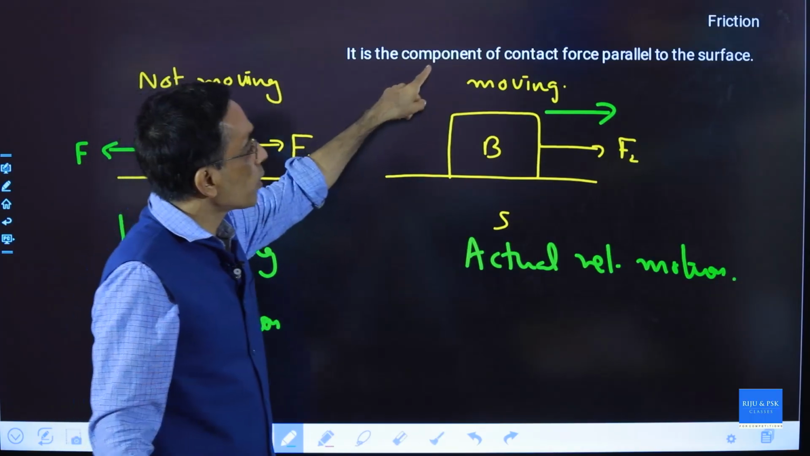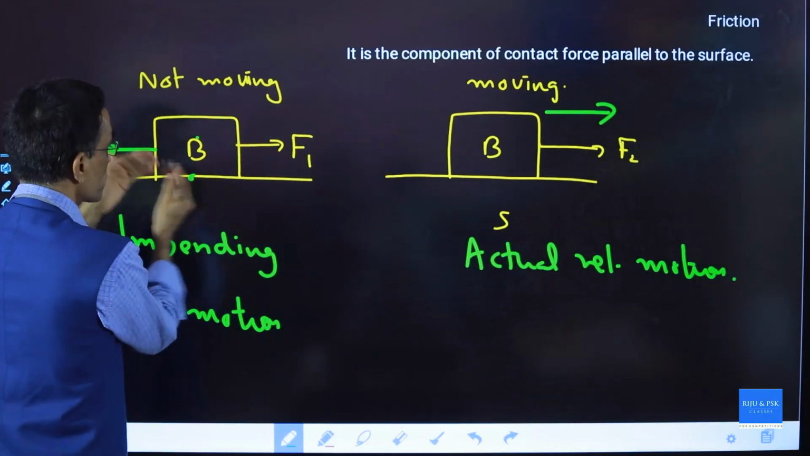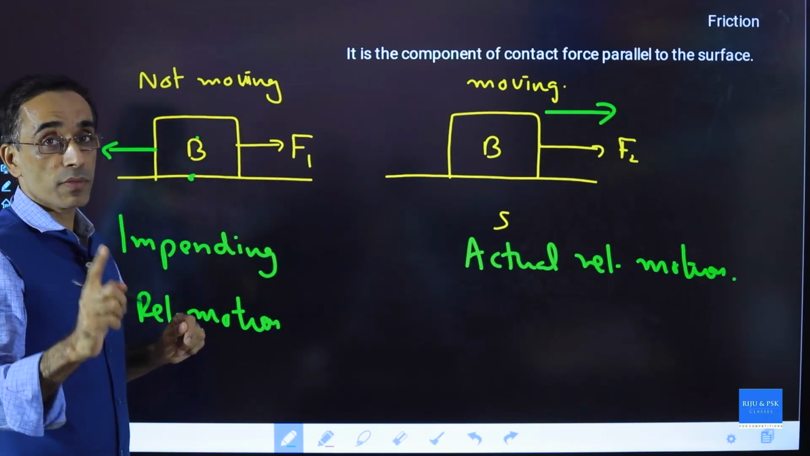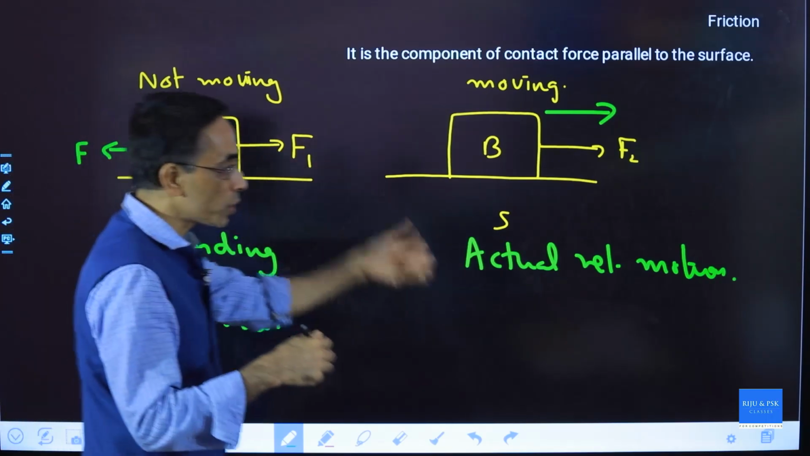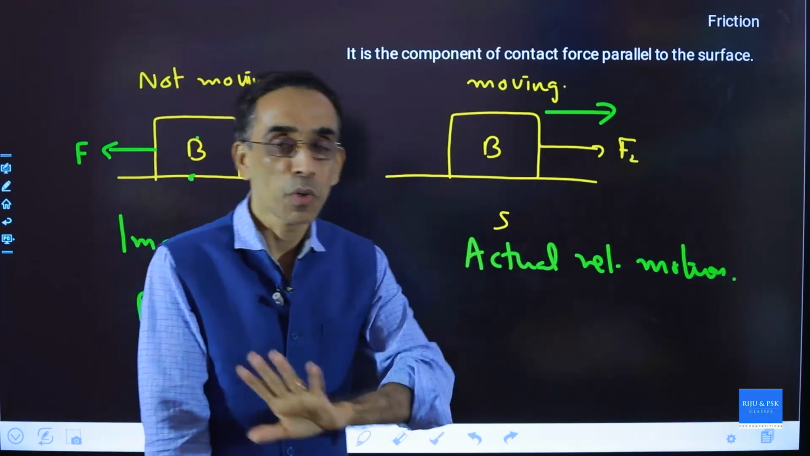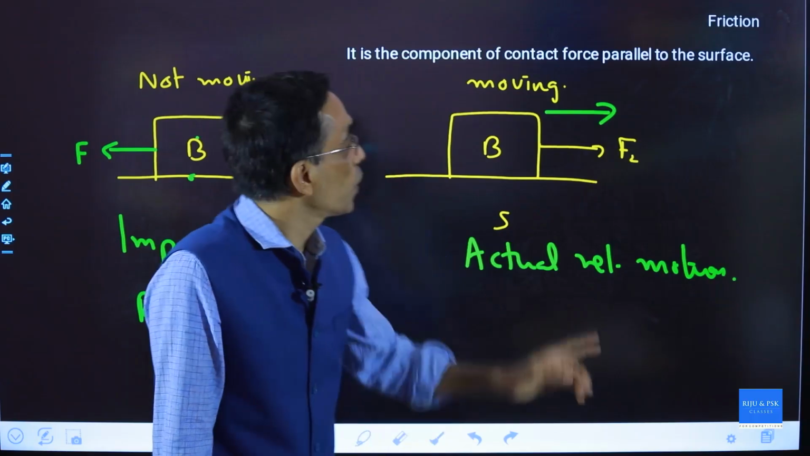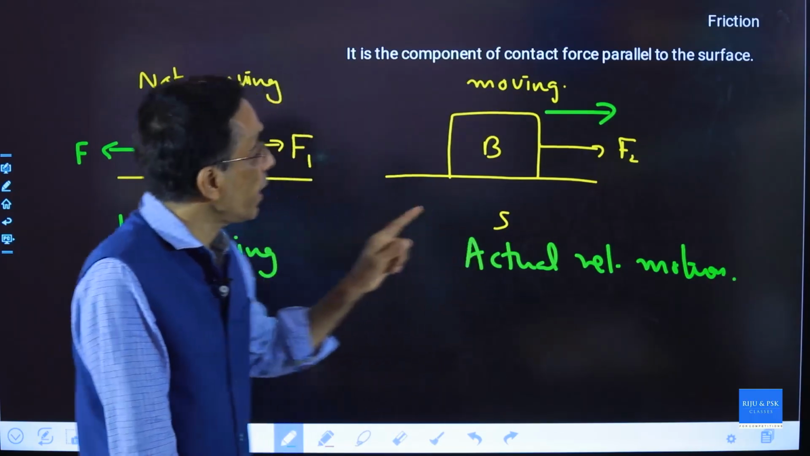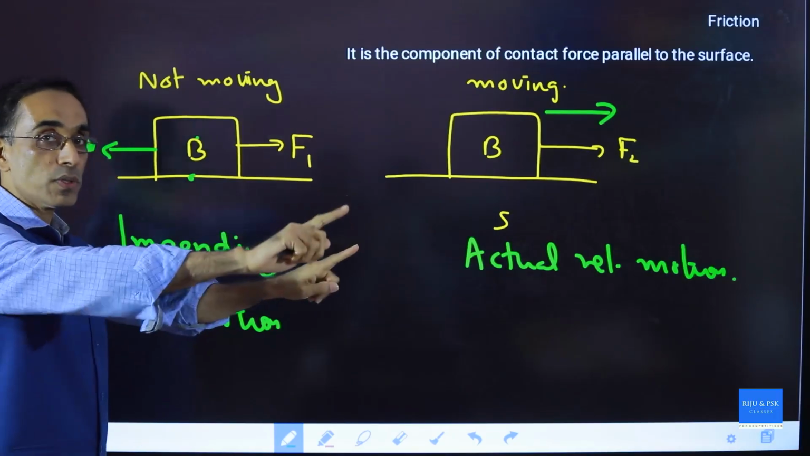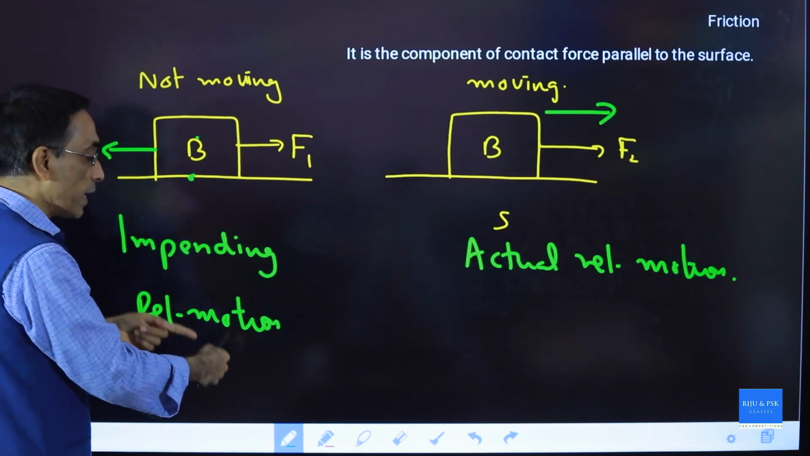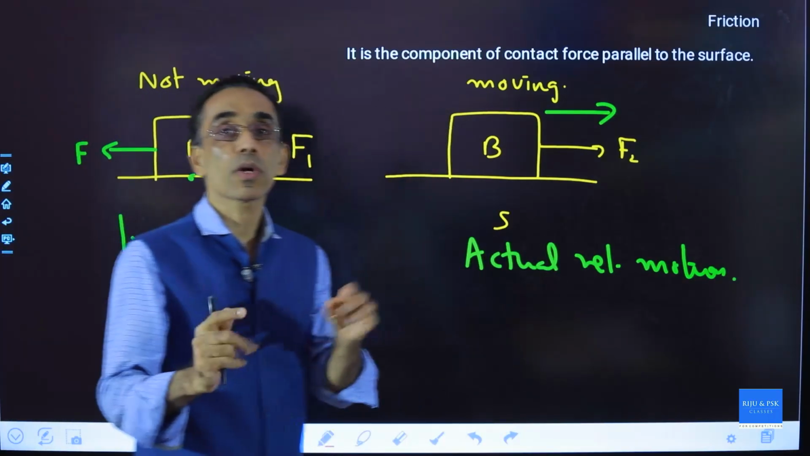Fine. The component of contact force parallel to the surface, which opposes either the impending relative motion or the actual relative motion, is called friction. Done. What is friction? It is the component of contact force parallel to the surface, which will oppose the impending relative motion or the actual relative motion between two objects.